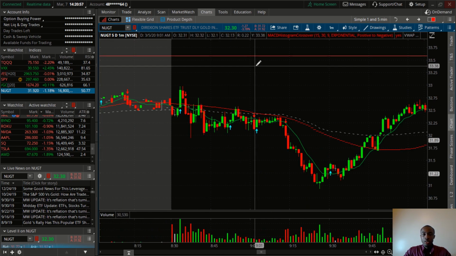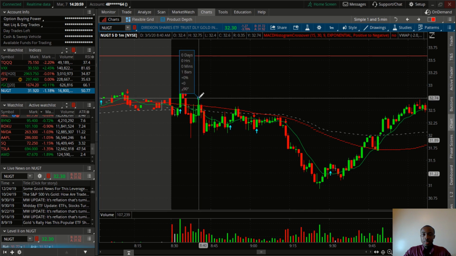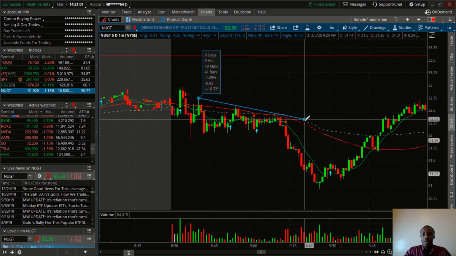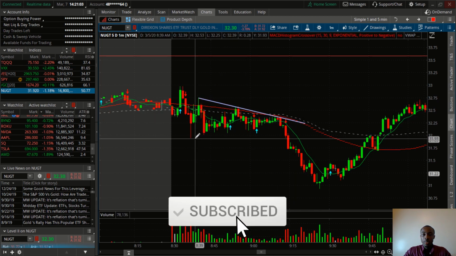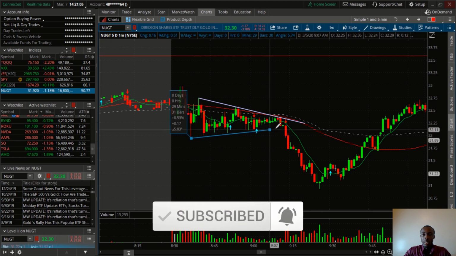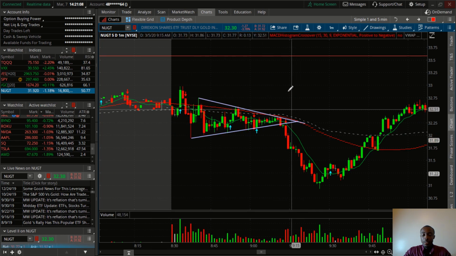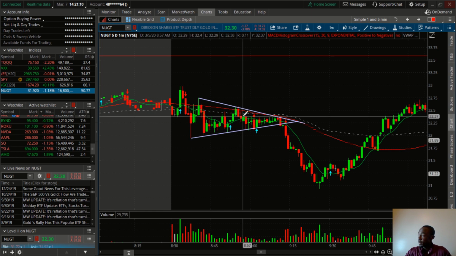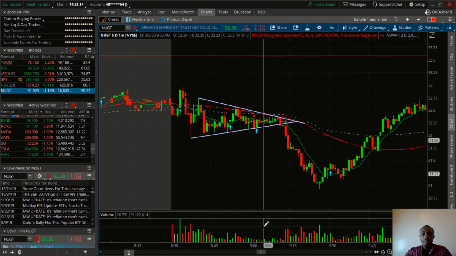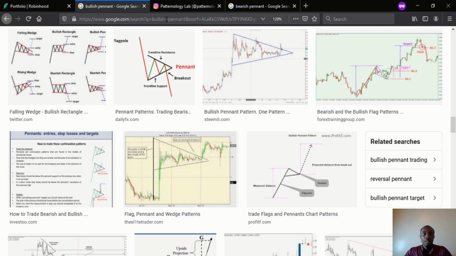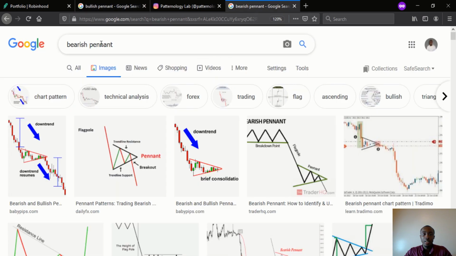If you take the drawing tool and you connect the peaks, and then you take the drawing tool again and you connect the support line right here, what you find yourself with is called a bearish pennant. If you go on Google and type bearish pennant and click on images, you will see multiple examples of the same thing happening over and over again. Like this one right here, which is a perfect example. It looks just like our chart.